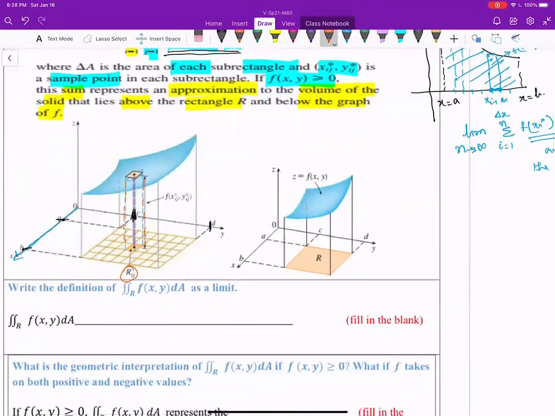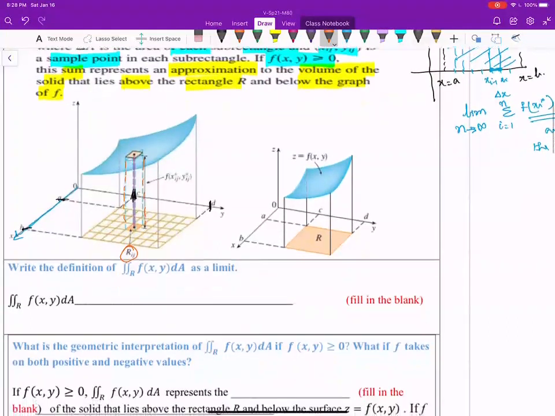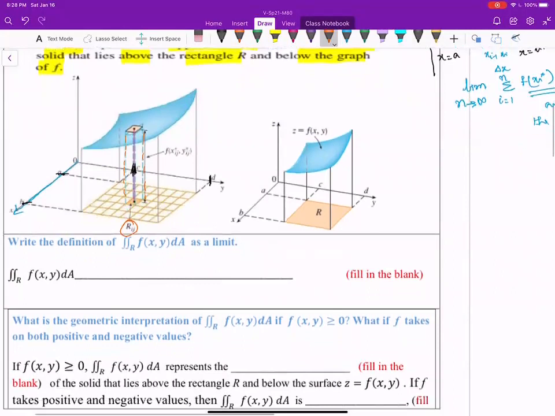So that is the idea behind this double integral being a volume. But here the surface is defined over a rectangle. In the next section, we are going to see surfaces defined over any kind of region, not necessarily a rectangle. Write the definition of the double integral over R, f of x y dA, as a limit.